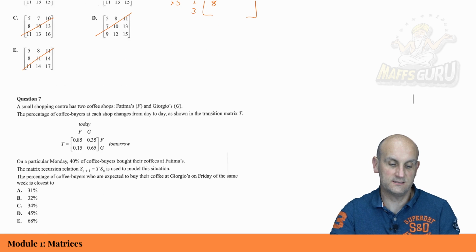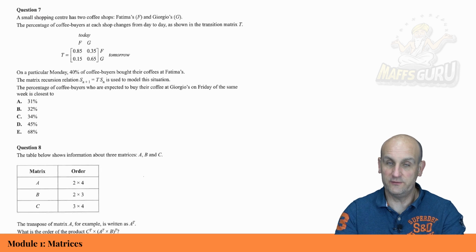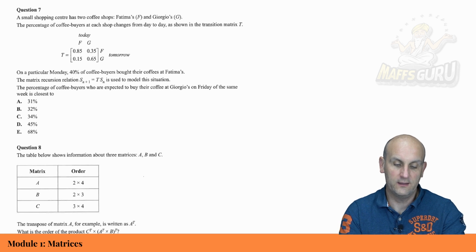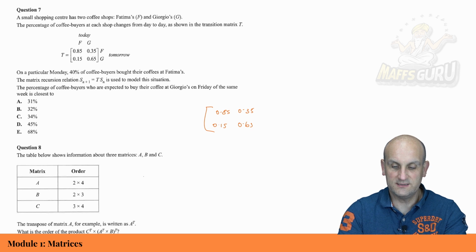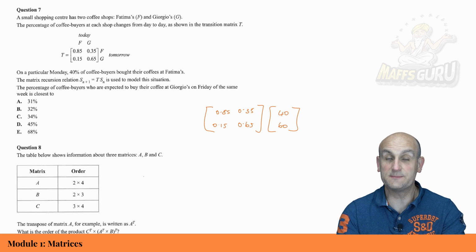A small shopping centre has 2 coffee shops, Fatima's and Giorgio's. Now this question was awesome because it, I think, had 2 tricks, or required you to think about this. So first things first, you did a transition matrix of 0.85, 0.35, 0.15 and 0.65, and we are going to multiply that by, well, it says here that 40% on Monday went to Fatima's and 60% must have gone to Giorgio's. Now that's Monday.